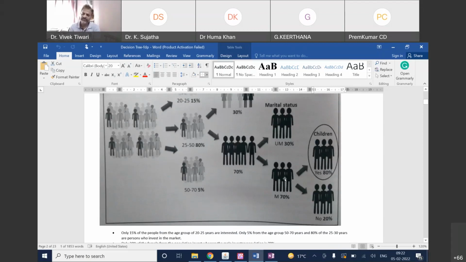Similarly, if you have more features, you can drill down further: married, with children or not. If they have children, they are more serious about their future, more serious about their family's economic status. They want to strengthen it. So all those married males who have children, 80% of them are interested in investment. So you will go there.